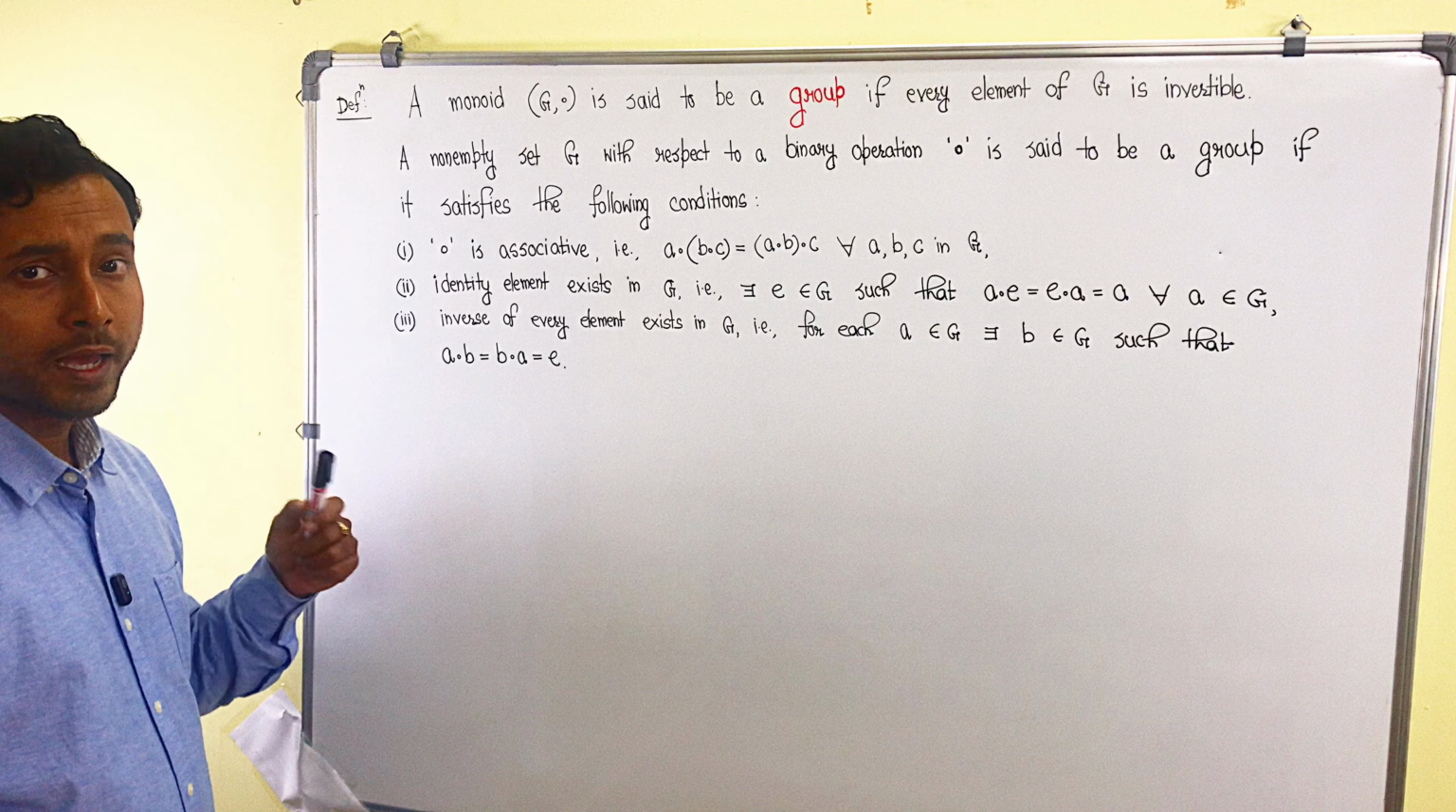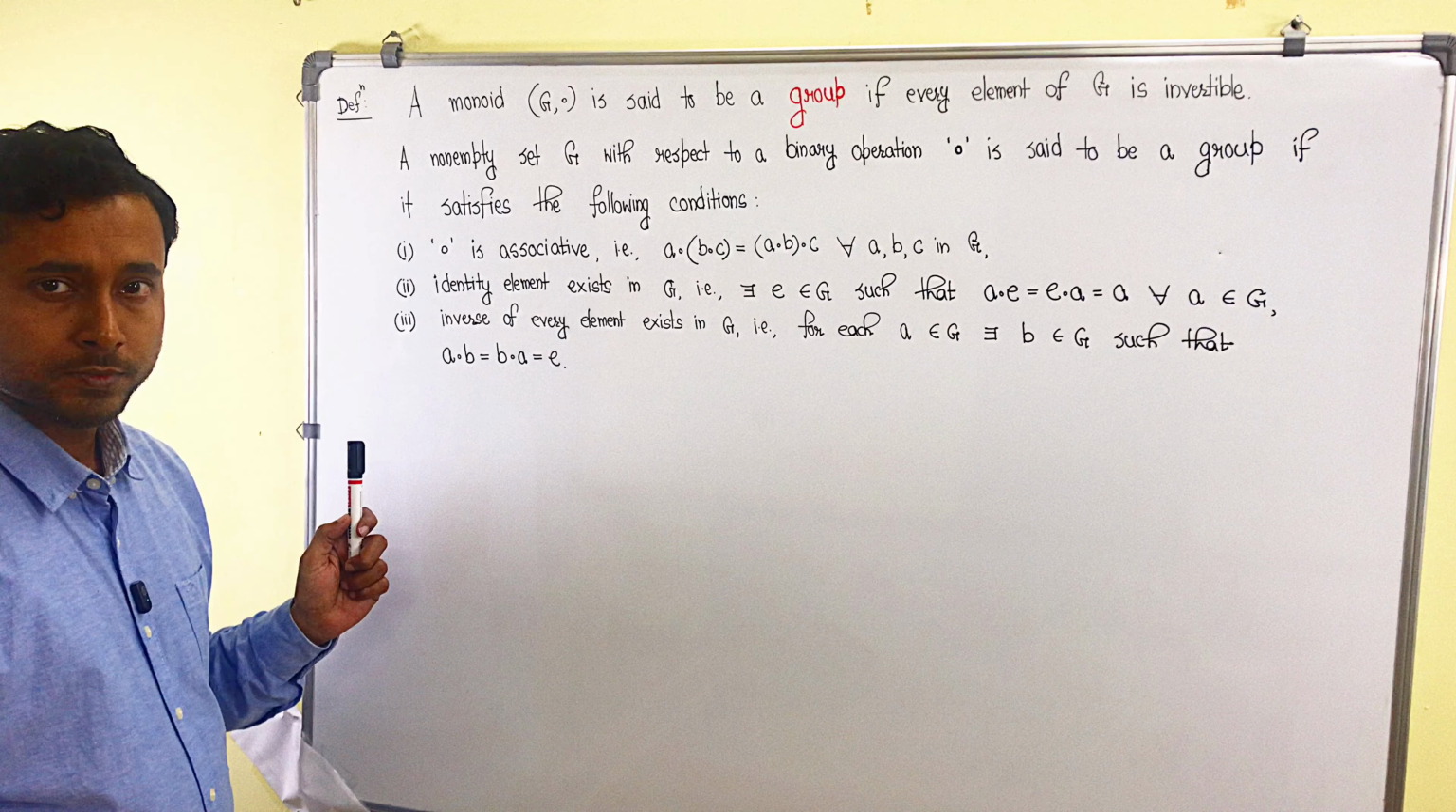Then an identity element must exist in the group, that is, there exists an element E in G such that A compose E equals E compose A equals A for all A in G. And finally, the inverse of every element exists. That is, for each A in G, there exists another element B in G such that A compose B equals B compose A is the identity element. So, when these three criteria hold along with a binary operation on a non-empty set, we call that set a group.